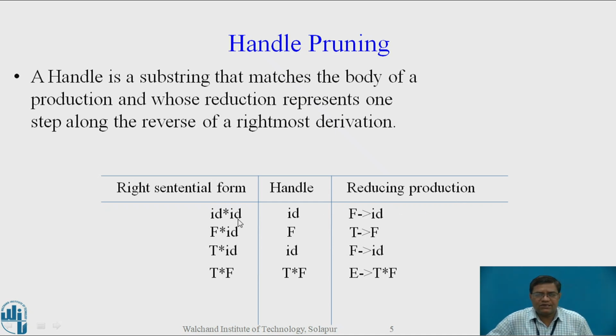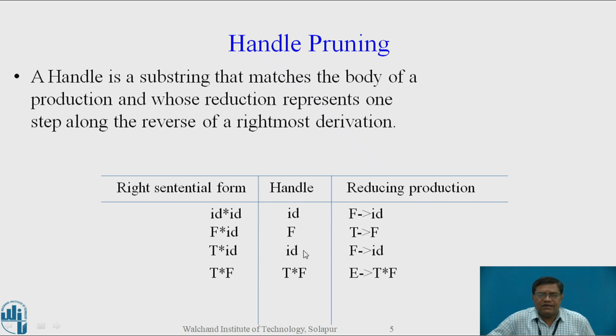Initially, id star id is the given right sentential form. Here the first id, scanning from left to right, matches the second production of F. So id can be reduced to the head of the production, F. In the next step, this F again matches the production body of T, so F is reduced to T.